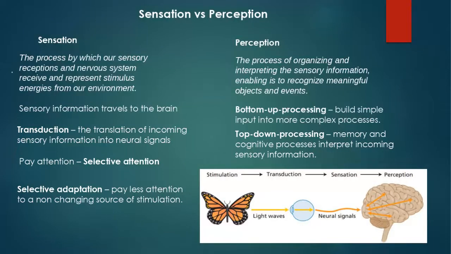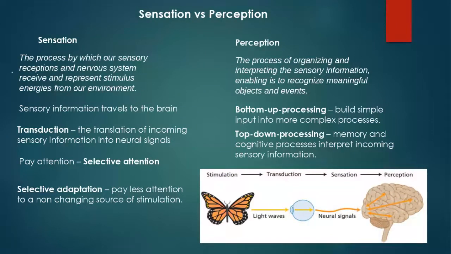So it starts firstly with understanding the difference between sensation and perception. They're two different things, okay? Sensation is where the journey starts, and it's the process by which our sensory receptors and nervous system receive stimuli from the environment, okay? And that is what sensation is.